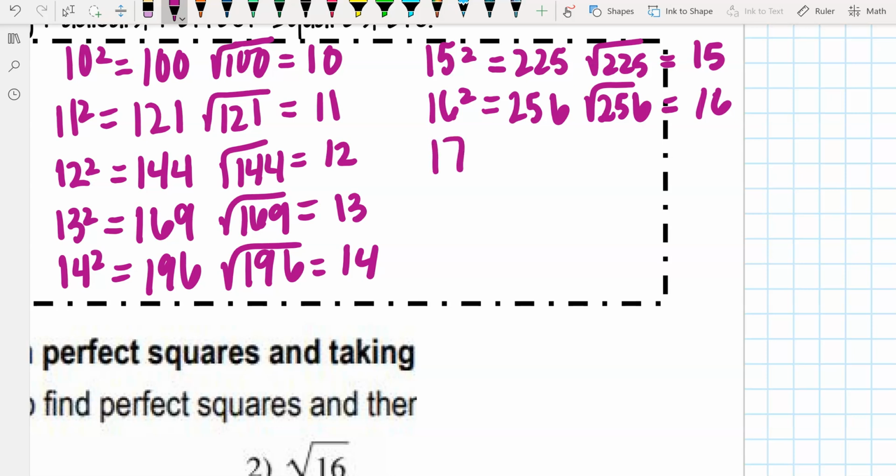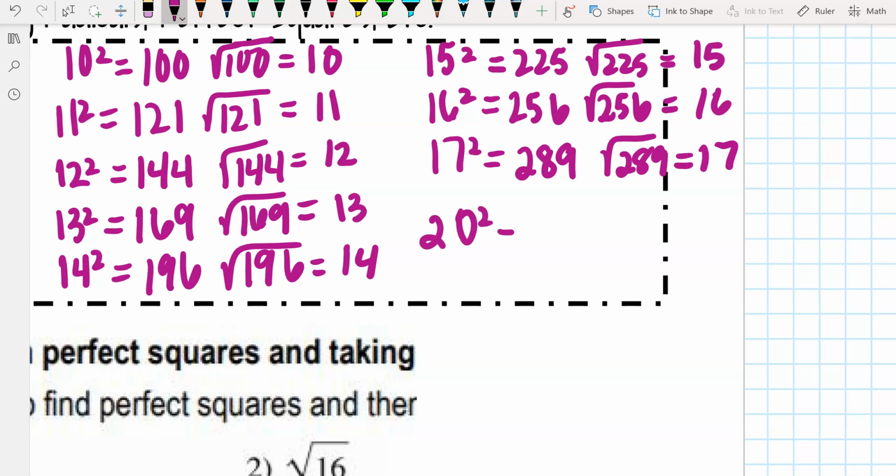So there's 2 more that I want to show you. 17 squared is 289. And then the square root of that is 17. And the last one, we're not going to do 18 or 19, but we're going to talk about 20 squared. 20 squared is 400.